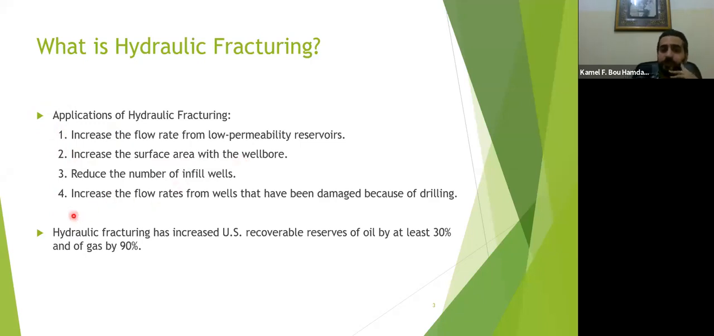It's also used to increase the flow rates from wells that have suffered some kind of damage, could be skin damage or anything from drilling. This method, hydraulic fracturing, was shown to be very successful in the US, where we have at least 30% more recoverable reserves of oil and around 90% recovery of gas.